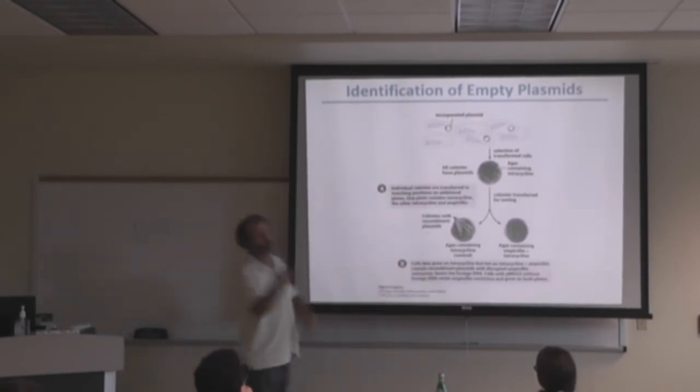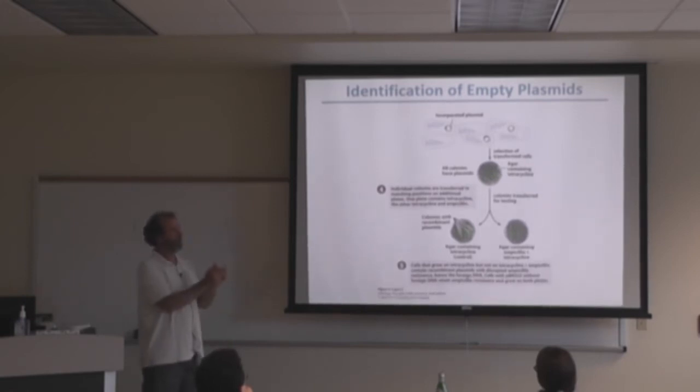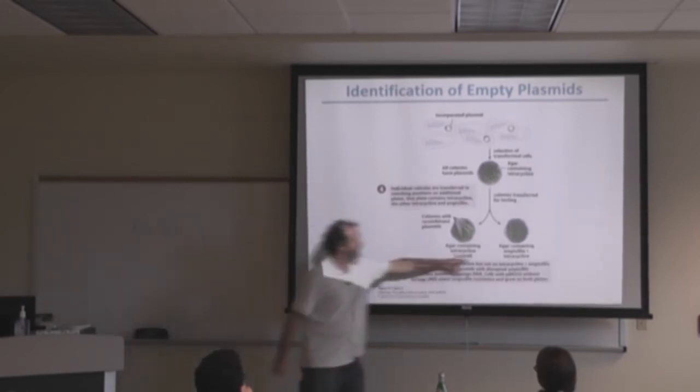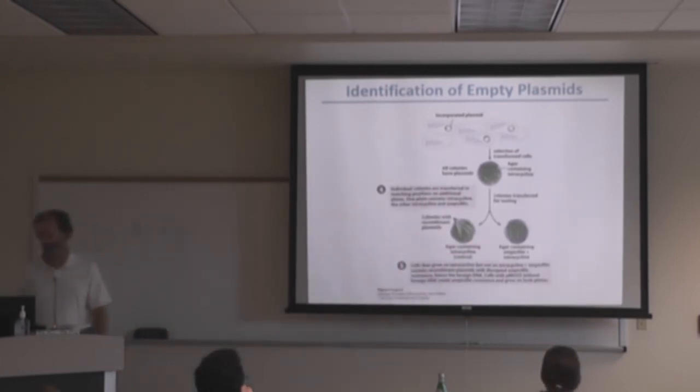So it's similar to what we're doing in methods two, but rather than having a lethal gene, you're interrupting the ampicillin gene in this model. So it's just another way to have multiple selection factors.